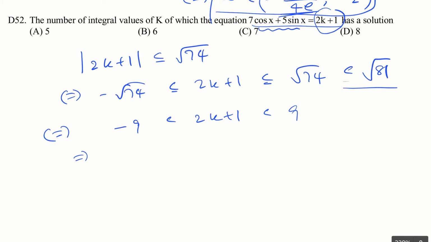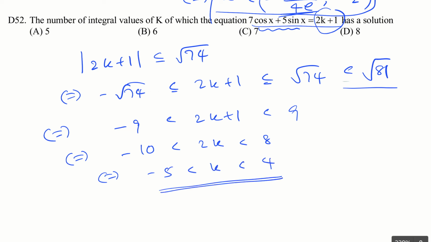Okay, so from this I am getting, subtracting a 1 throughout, I'll have minus 10 less than 2k less than 8. It's if and only if minus 5 less than k less than 4. So obviously the integral values of k possible are minus 4, minus 3, minus 2, minus 1, 0, 1, 2, 3, which are 8 in number. Let's go to next problem.